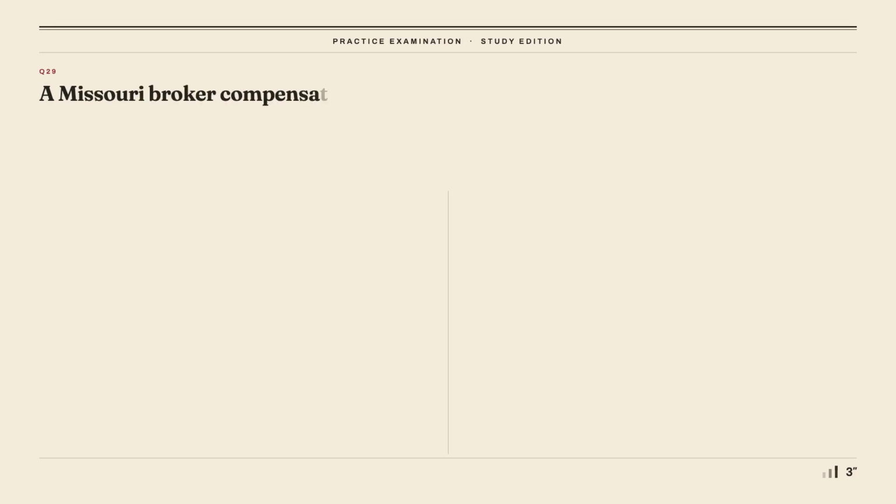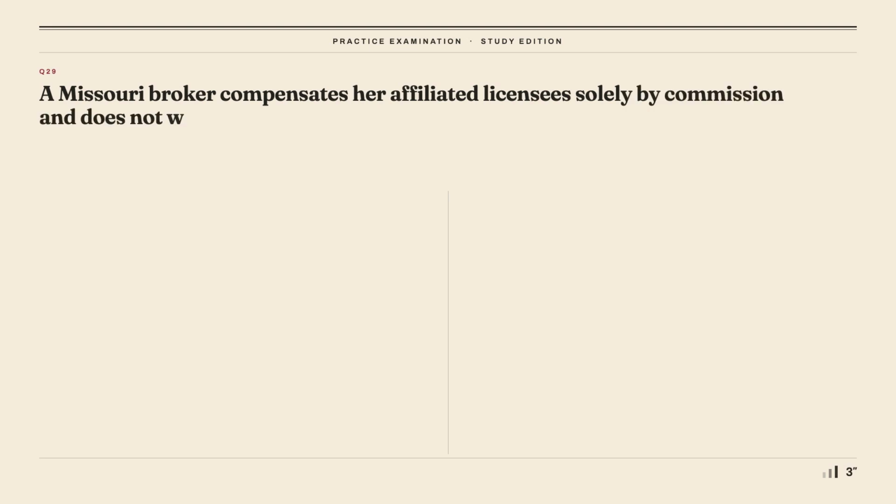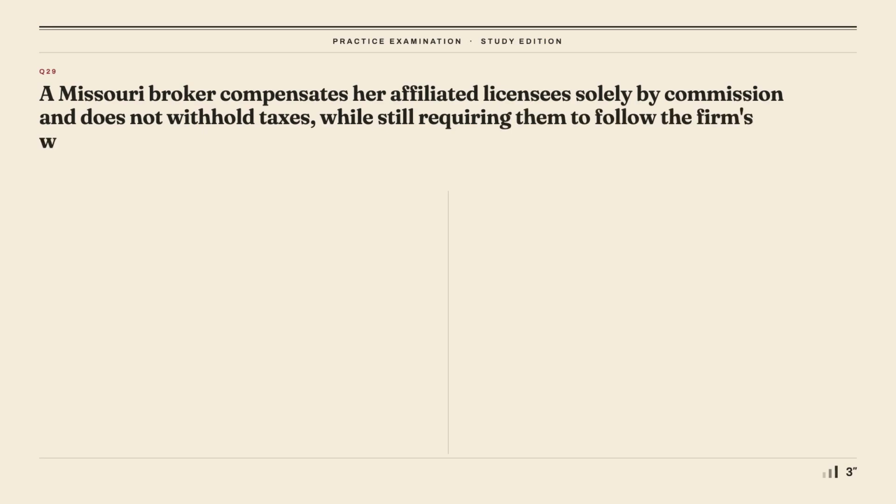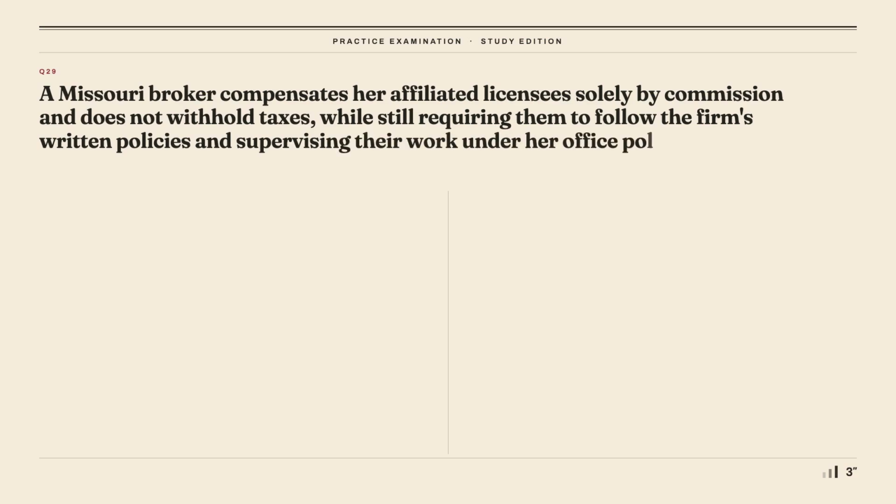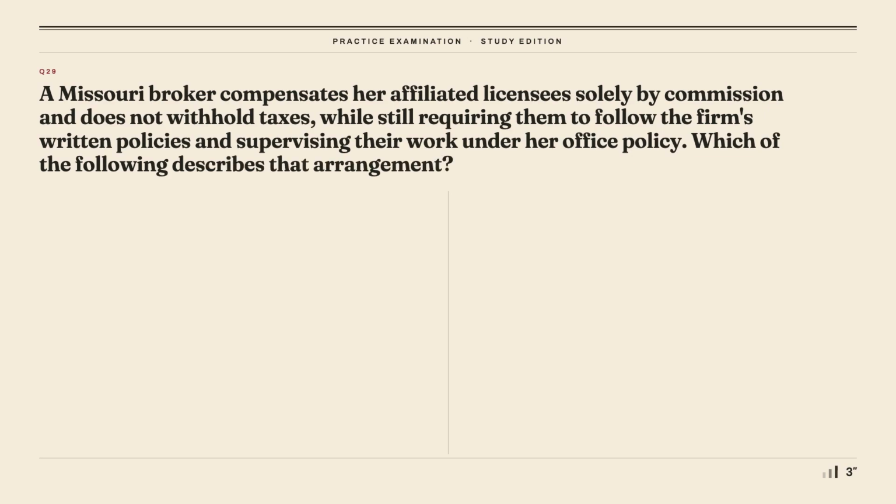Question 29. A Missouri broker compensates her affiliated licensees solely by commission and does not withhold taxes, while still requiring them to follow the firm's written policies and supervising their work under her office policy. Which of the following describes that arrangement?